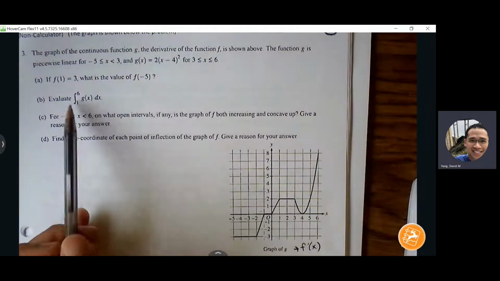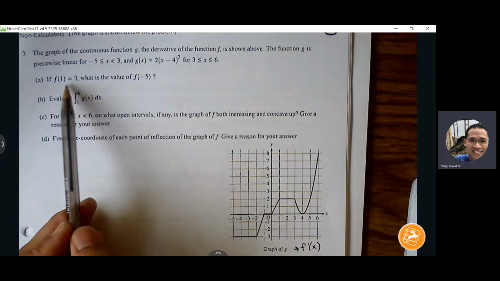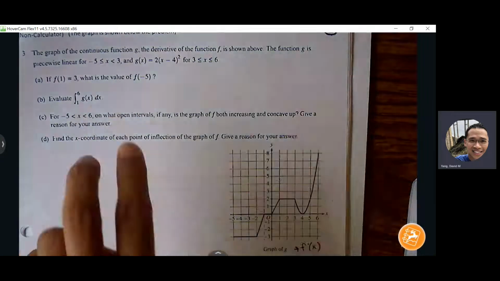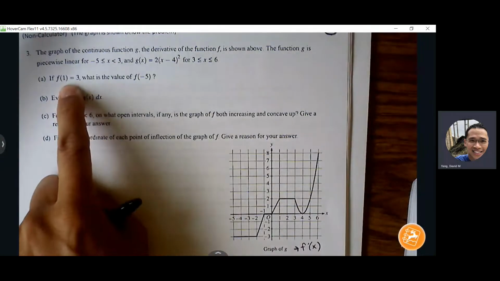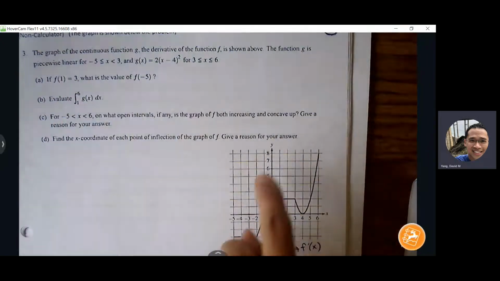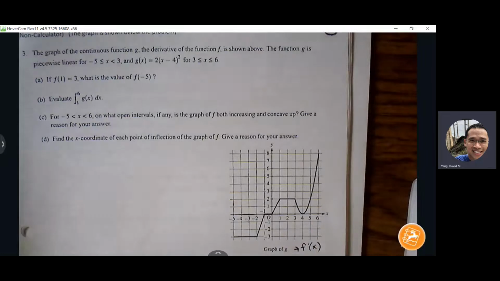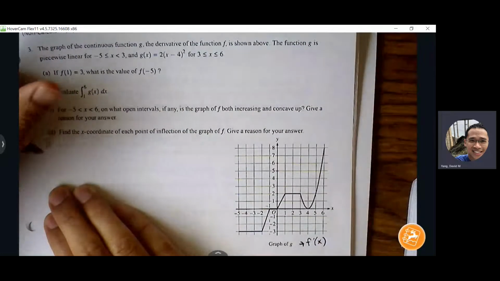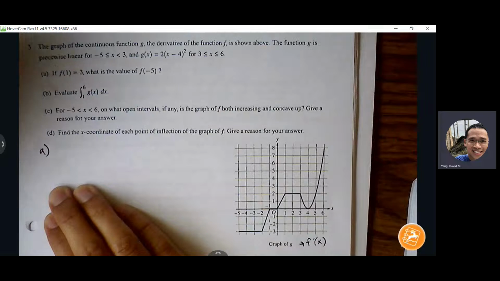So part A says, given f of 1 equals 3, what is the value of f of negative 5? If we have a starting point, we're looking for f of negative 5, and also we have f prime. So this goes back to final position equals initial plus displacement. That really comes in handy for a lot of these problems.